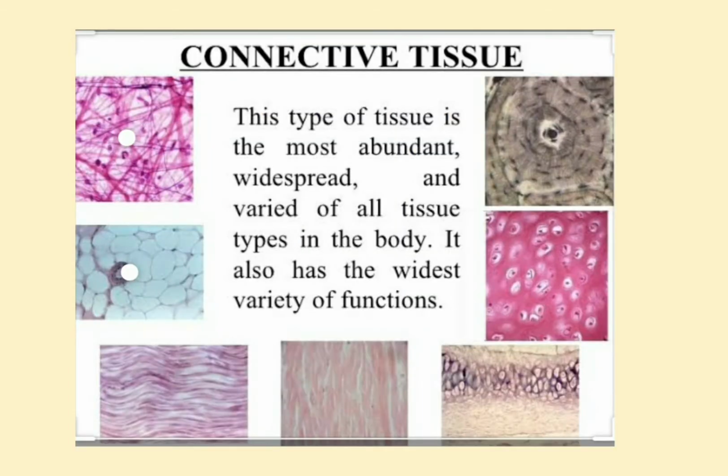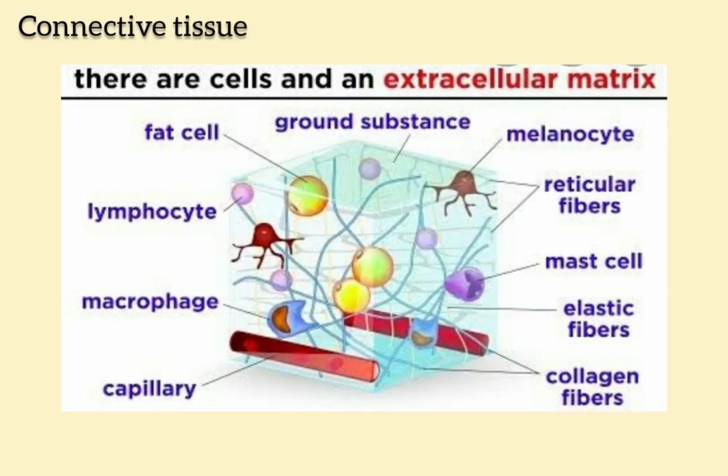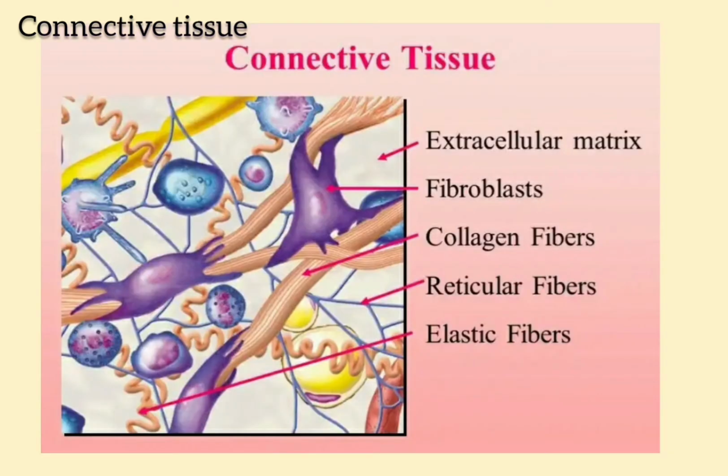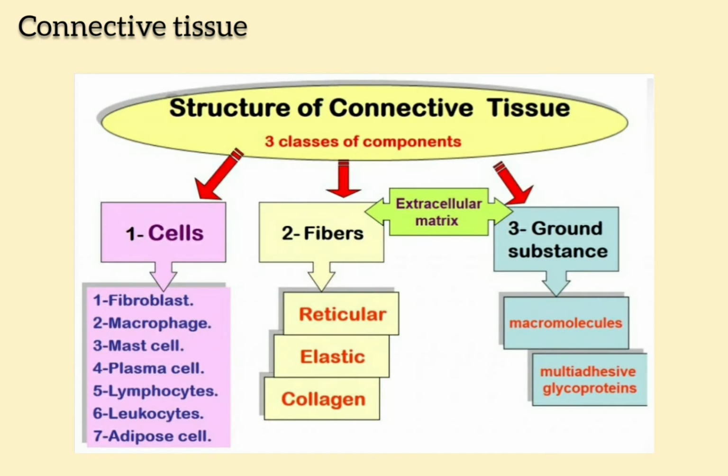Connective tissue is the tissue that connects and supports all other types of tissues in the body. Like all other tissue types, it consists of cells surrounded by extracellular matrix. It is different from other tissues in that its cells are loosely packed within the extracellular matrix. The three components of the connective tissue are the cells, ground substance, and fibers. Ground substance and fibers make up the extracellular matrix.